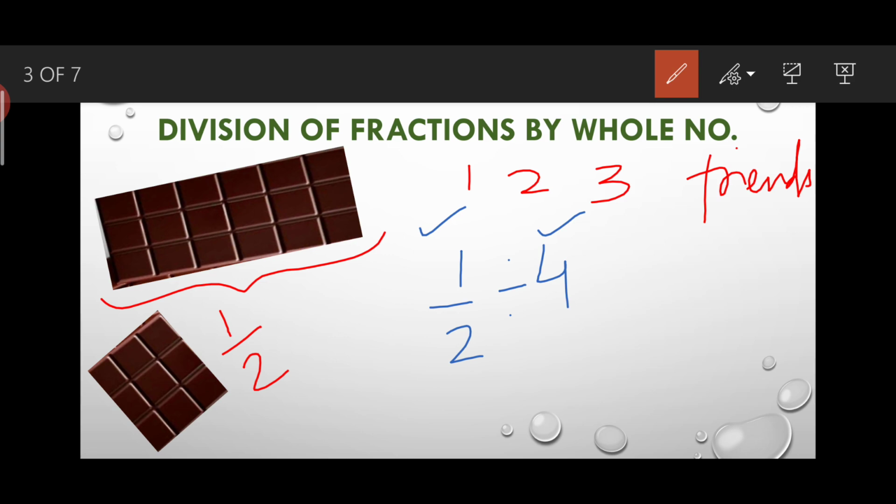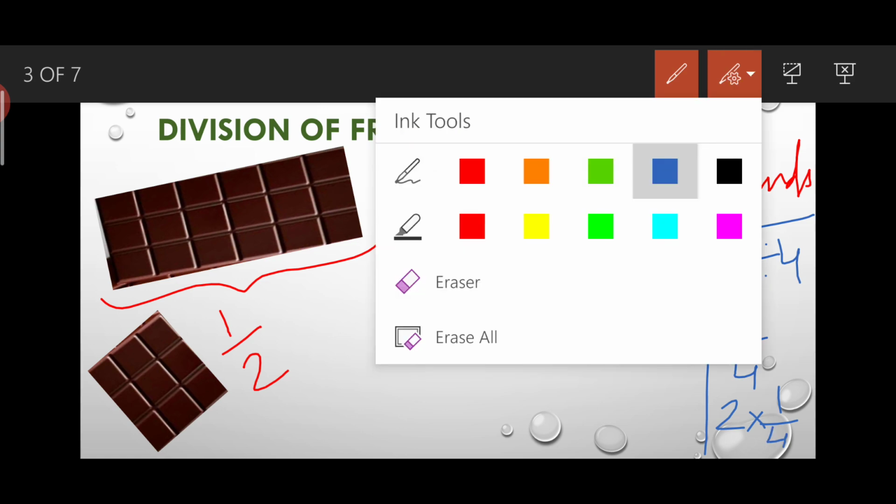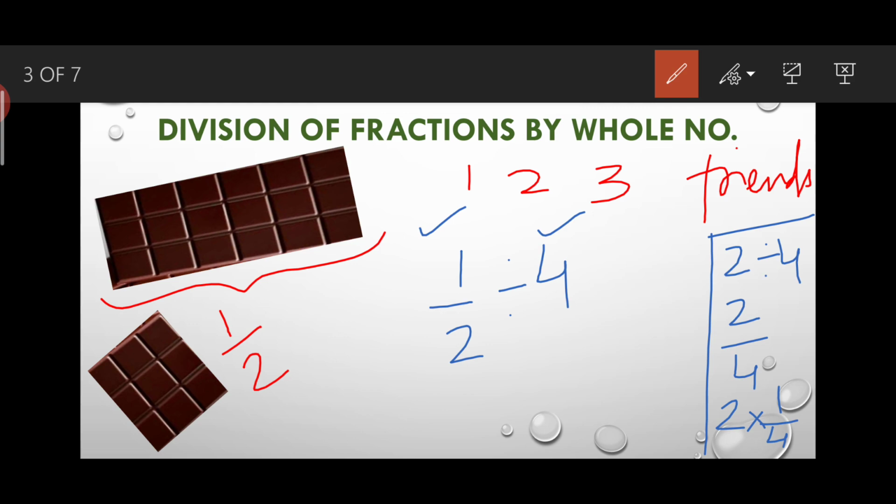For this, let us recall what we studied in our previous class. If you divide 2 by 4, how will you write 2 divided by 4? You will write it as 2 by 4. This can also be written as 2 into 1 by 4, right? So what we have seen here is that if you write 2 divided by 4 or 2 into 1 by 4, the meaning of both is equal.